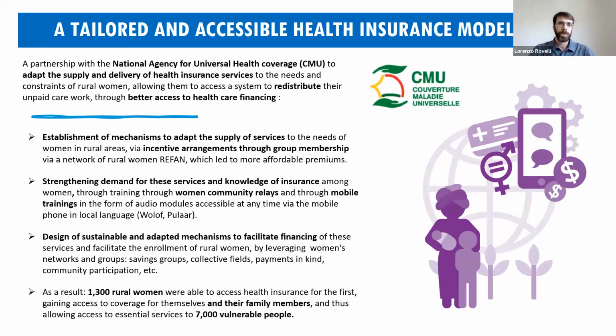The approach that we adopted spanned 3 different components. We focused on tailoring the offer of services by making it more flexible and more affordable for rural women. We also strengthened their demand, their uptake of the services, through capacity building. And finally, we identified some community-based mechanisms to facilitate paying the premium, which is critical to ensure the sustainability of the intervention in the long term.